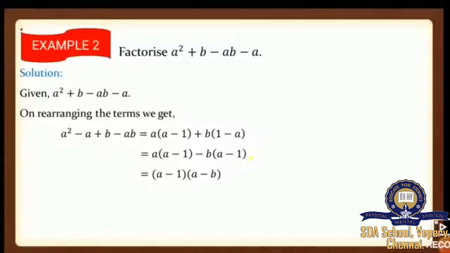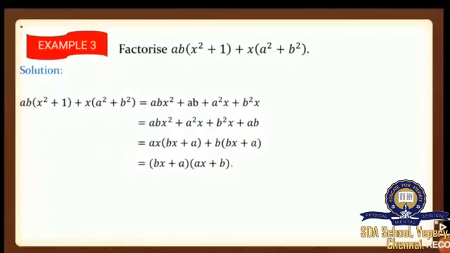Now if you observe, you have a minus 1 in the first term, also a minus 1 in the second term. So from both the terms, you have to take a minus 1 commonly outside. If you take a minus 1 commonly outside, the leftover term will be a. Similarly, the leftover term will be b. So a minus b. So the solution is a minus 1 into a minus b. Let us see another example.